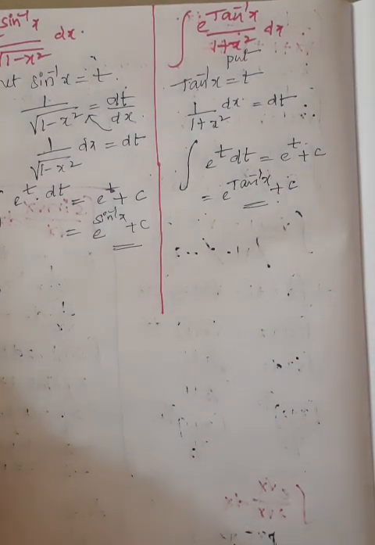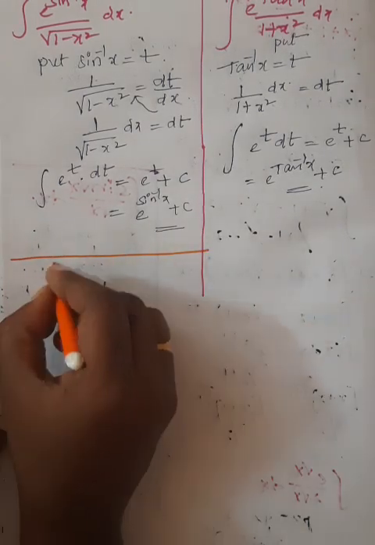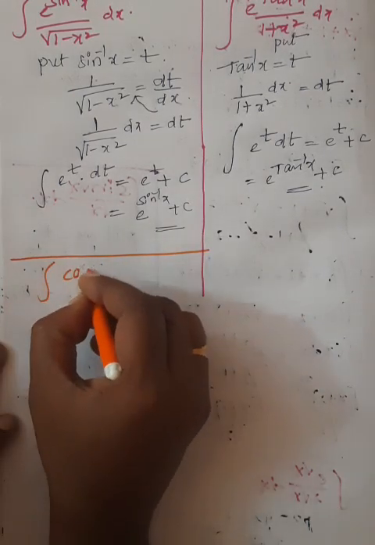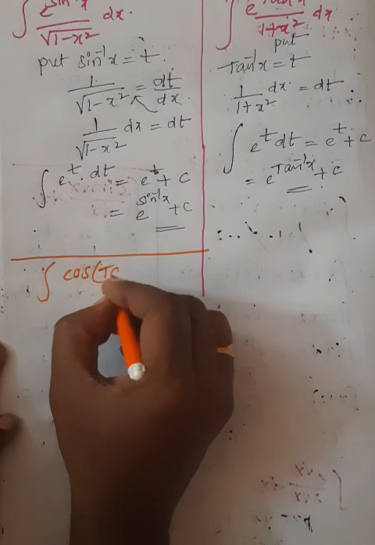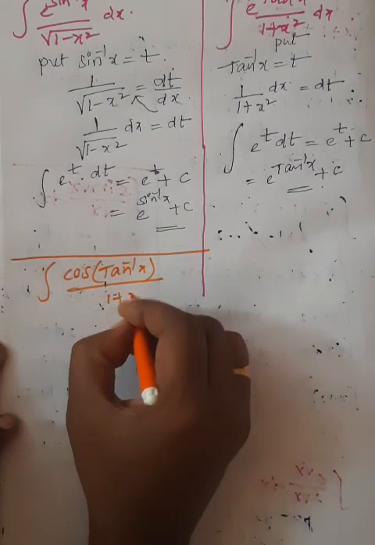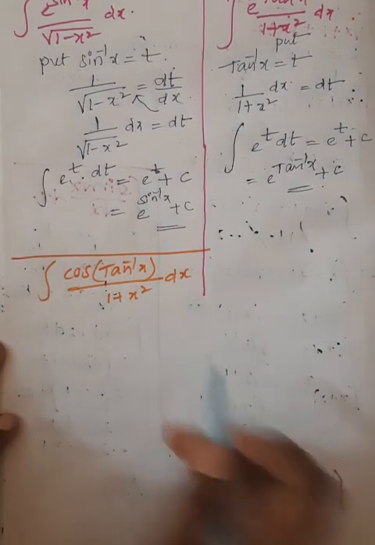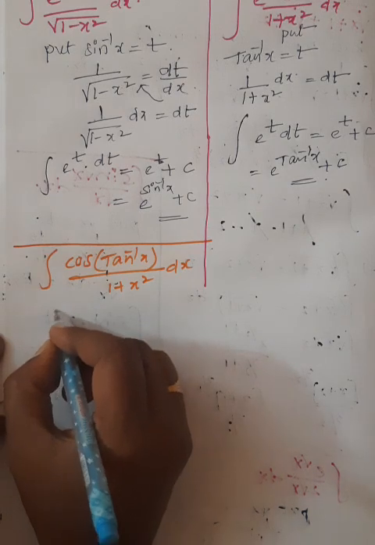Similarly, we can take one more question. Integration of cos of tan inverse x by 1 plus x square into dx. So here also we have to put tan inverse x equal to t.